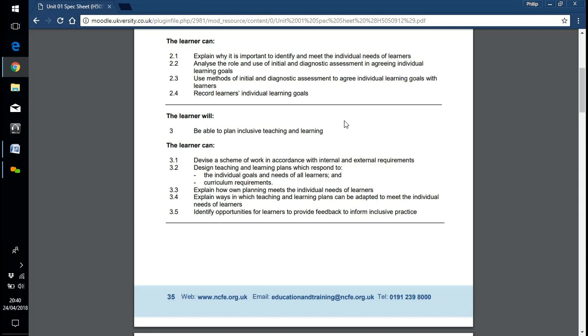But that's fine, just put it in, or a copy of the scheme of work or its intentions, and again, a couple of lesson plans. One is sufficient, but if you've got 2 for each of your learners, then show where you've adapted something for that particular learner. So, devise a scheme of work with internal and external requirements. Teaching and learning plans which respond to the individual needs of learners and the curriculum requirements. And explain how your own planning meets the individual needs of learners.